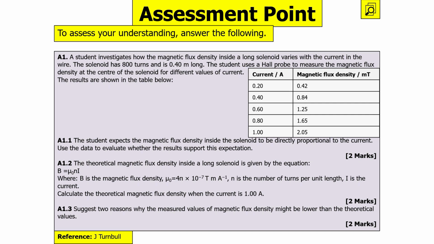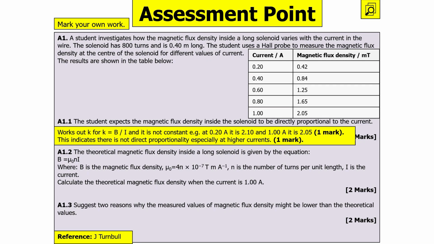The theoretical magnetic flux density inside a long solenoid is given by the equation B is equal to mu0 times n times I. Calculate the theoretical magnetic flux density when the current is 1 amp. Then suggest two reasons why the measured values of the magnetic flux density might be lower than the theoretical values. Pause the video now and then unpause the video when you want to go through your answer.